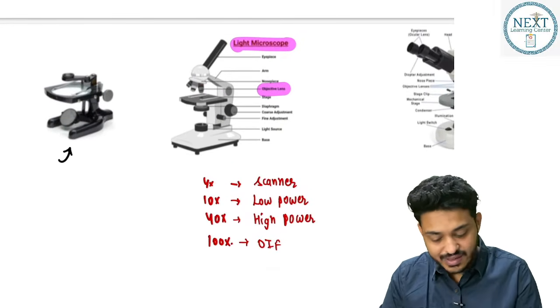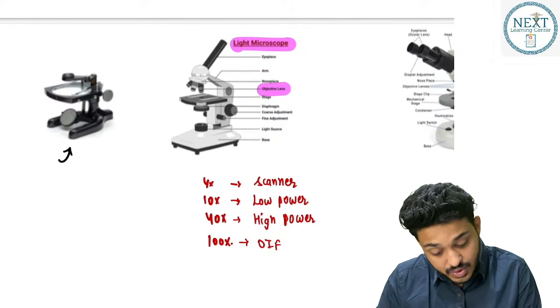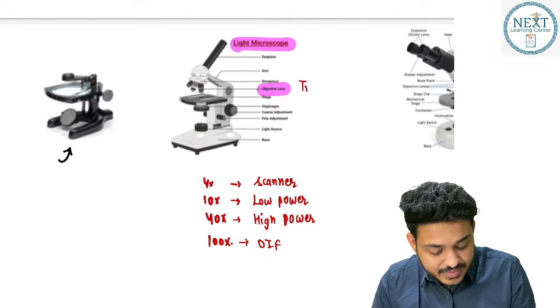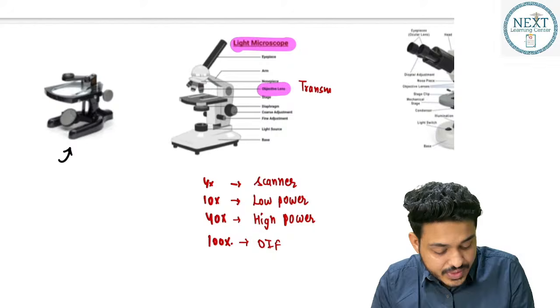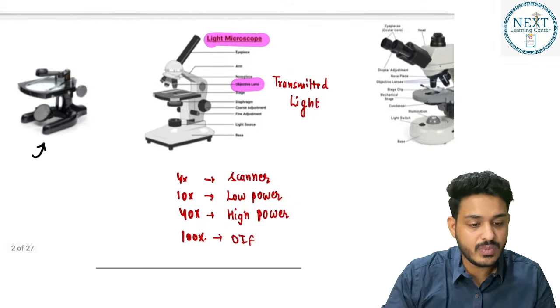Another question they have asked in the past is, what is the source of light for this microscope? The source of light for this microscope is transmitted light. Transmitted light is the source that we are going to use, right?